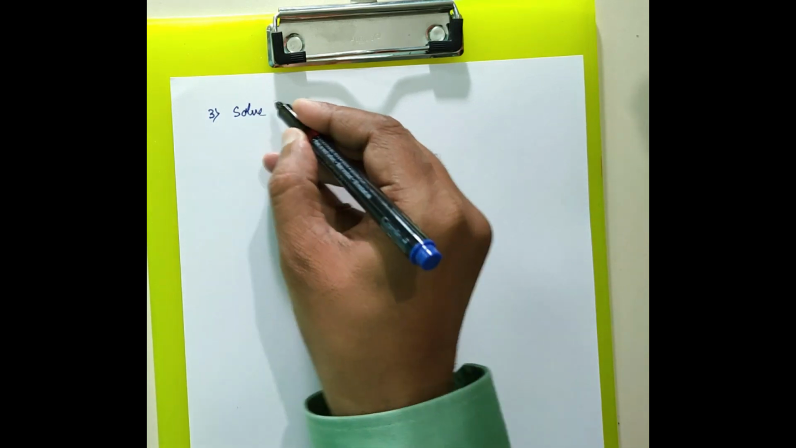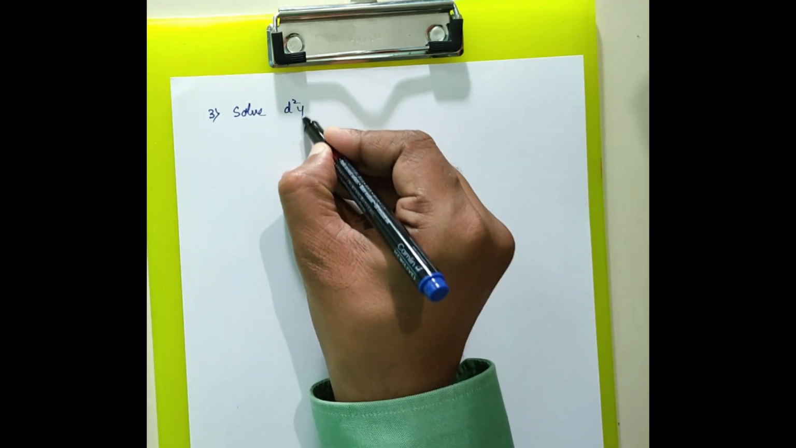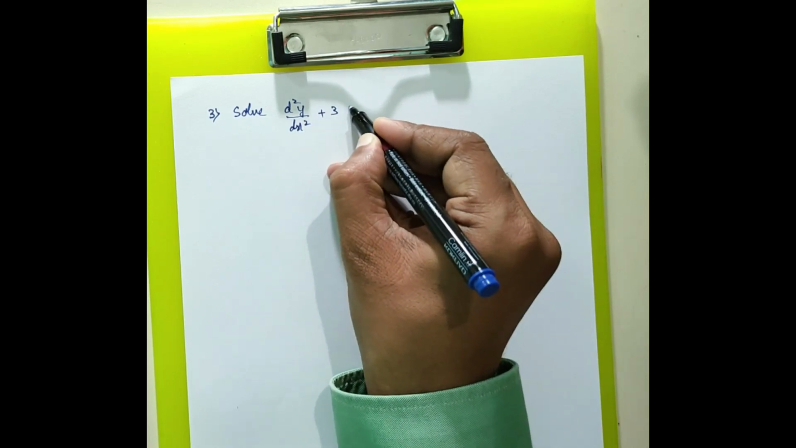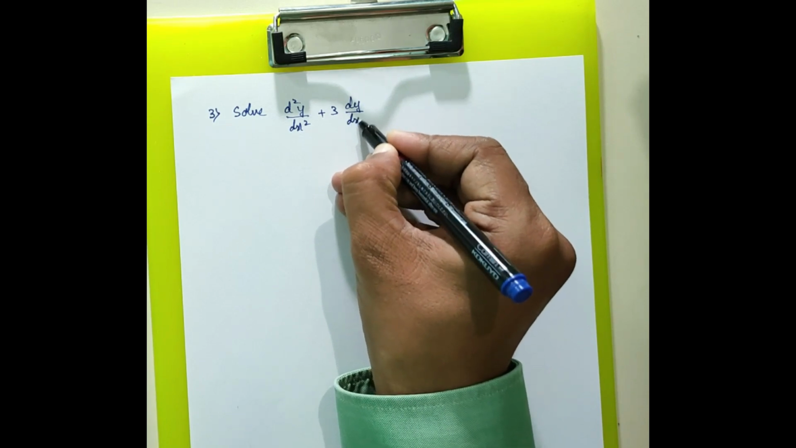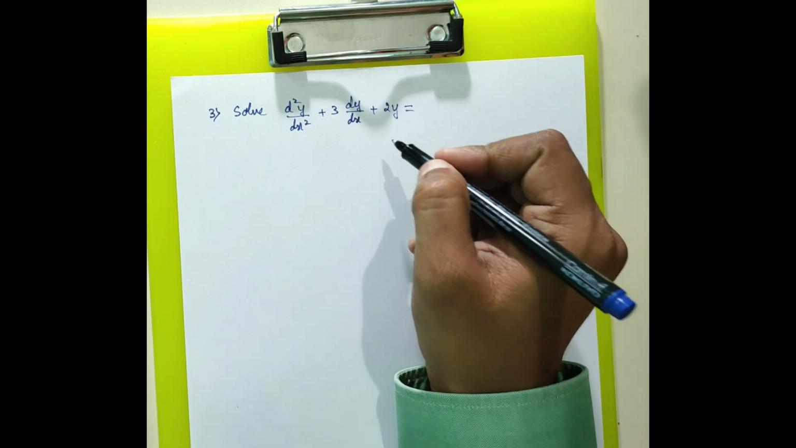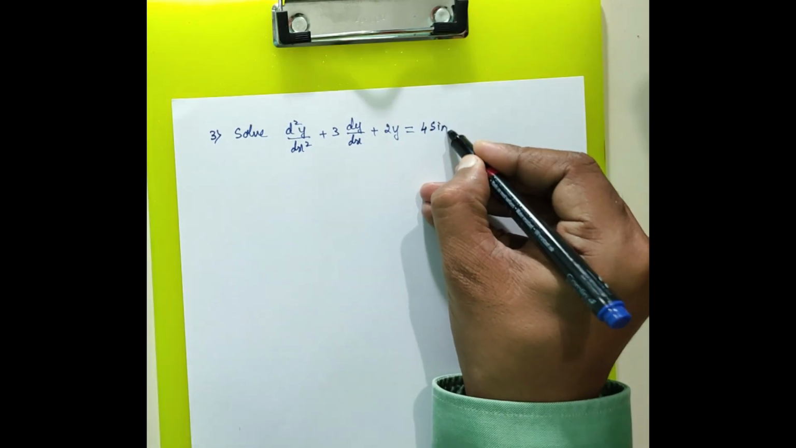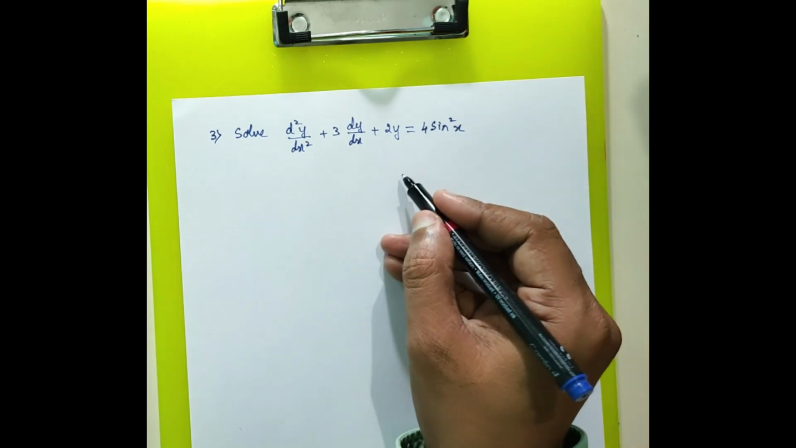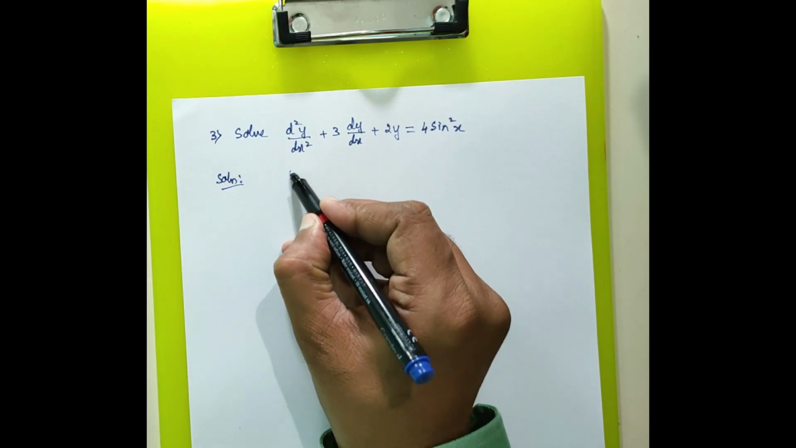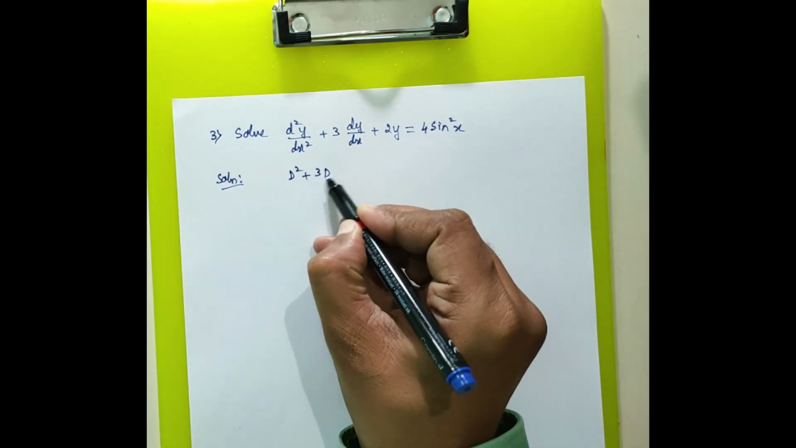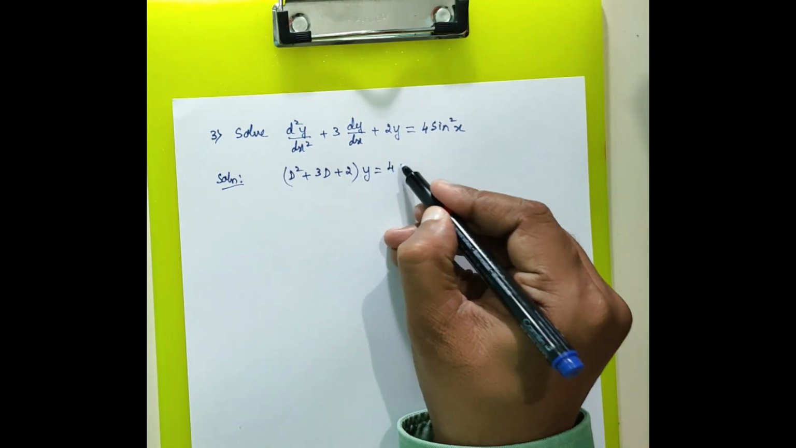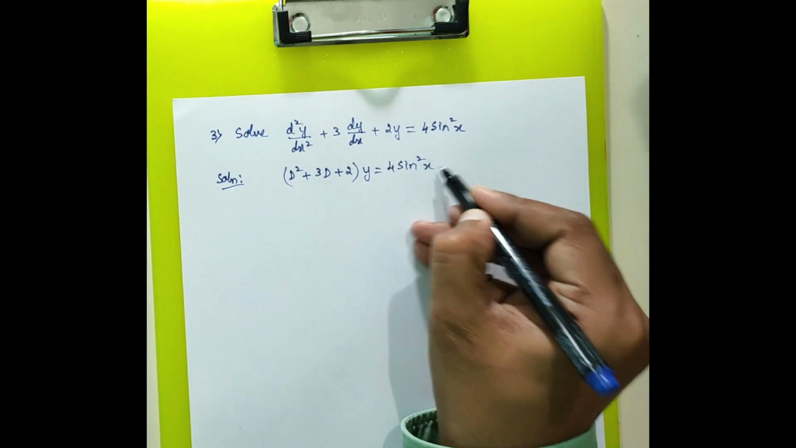Solve d square y by dx square plus 3 times dy by dx plus 2 times y is equal to 4 times sine square of x. Let us write this in the form of the operator: d square plus 3 times d plus 2 times y is equal to 4 times sine square of x.